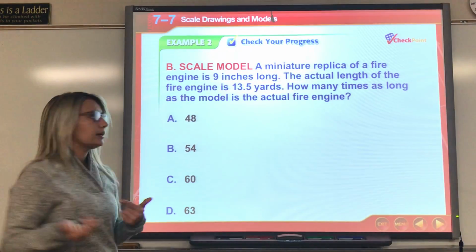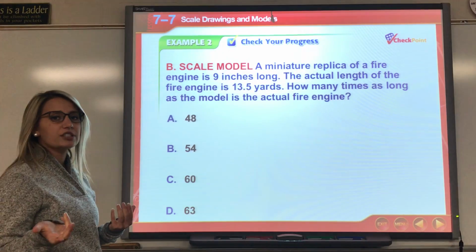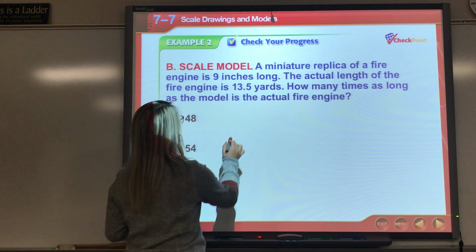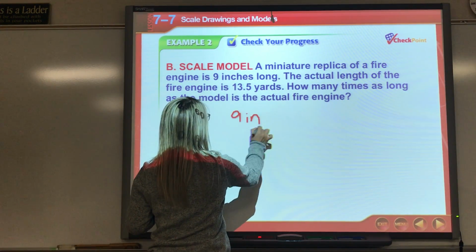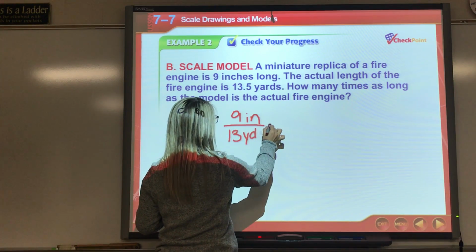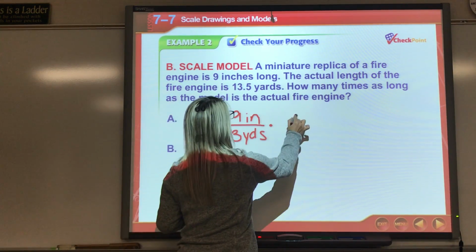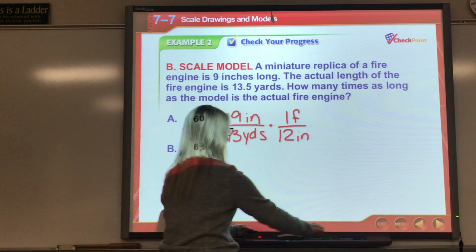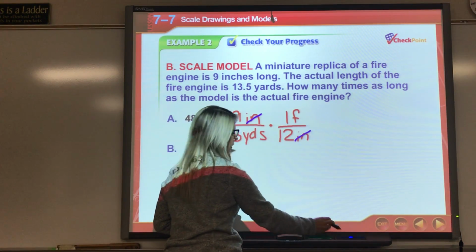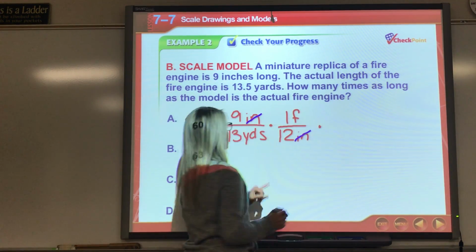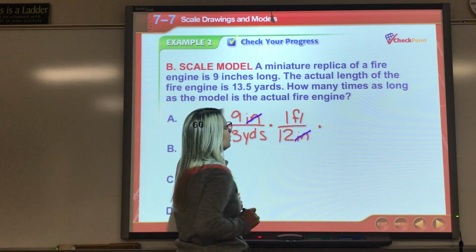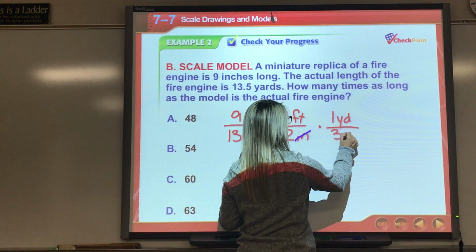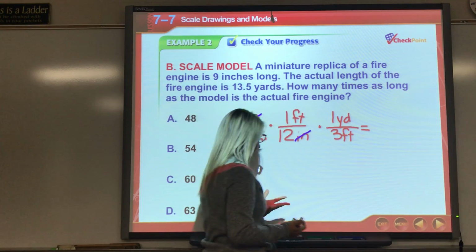Now this is the same type of deal, except it's asking us that question where we have to do a little bit of converting. So we have the 9 inches over 13 yards, and we're going to multiply by 1 foot over 12 inches. At this step, our inches and inches would cancel out. But we still have to keep going because we have to get rid of these yards and feet. So then we would put 1 yard over 3 feet, and that's going to equal something.